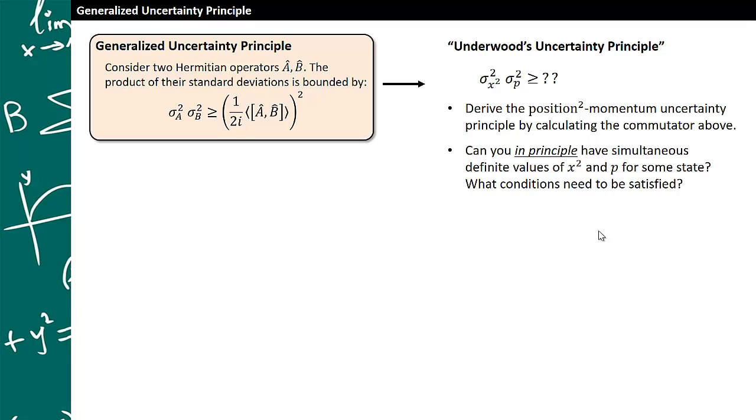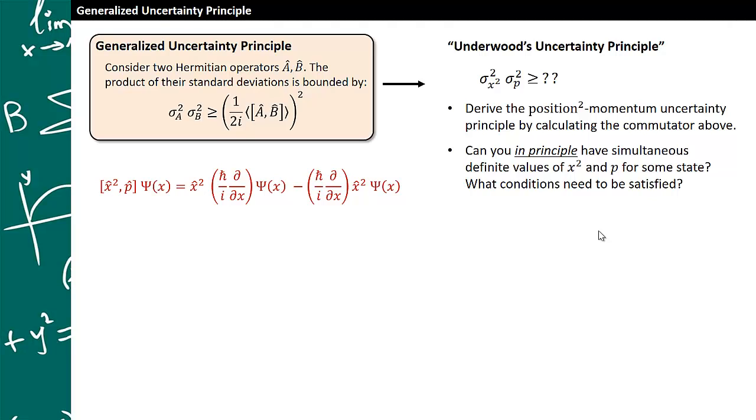So in order to calculate the uncertainty principle between the position squared operator and the momentum operator, we need to calculate the commutator between the position squared operator and the momentum operator. And whenever we're talking about operators, in order to figure out what to do with them, we always have to act on a wave function. So we're going to act with the commutator of these operators on a wave function psi. So let me just write out the commutator.